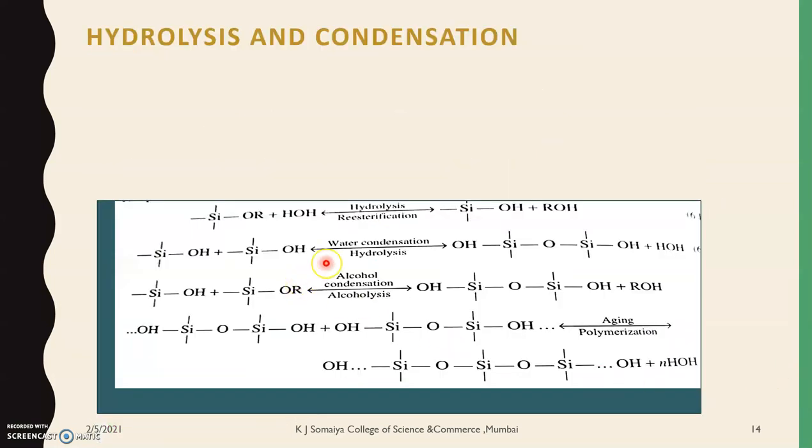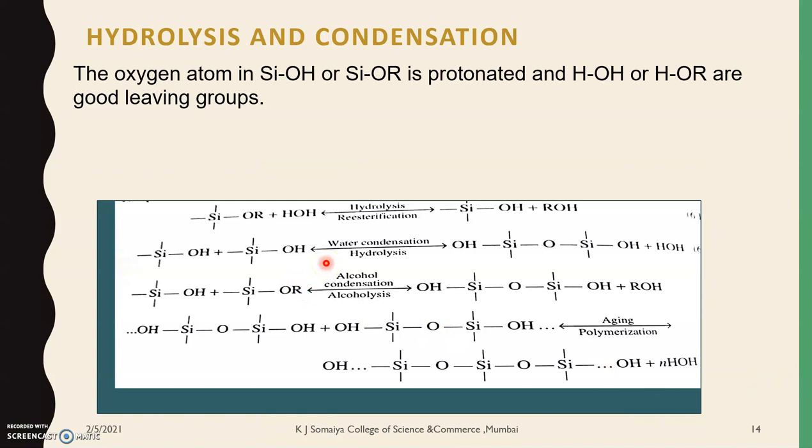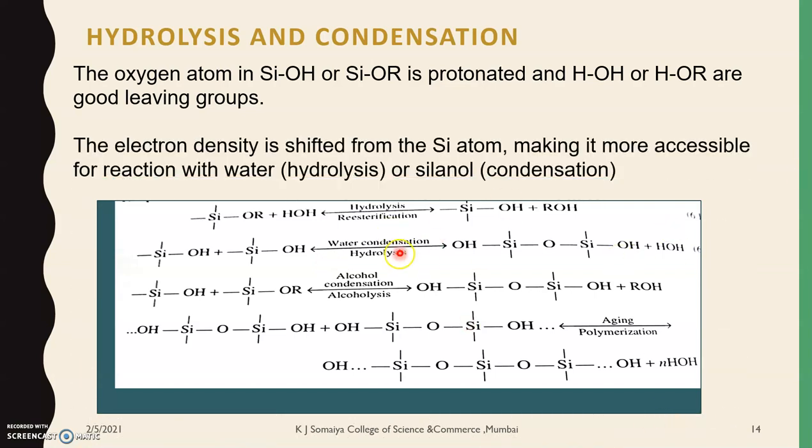Here we can see in more detail how these polycondensation reactions happen in the formation of a gel. So SiOR group plus water molecule, this is a hydrolysis step. You can see removal of one ROH group and SiOH is formed. Then the next step is condensation in the aqueous medium, then it is called hydrolysis. Then if it is OR groups, it is called alcohol condensation and alcoholysis.